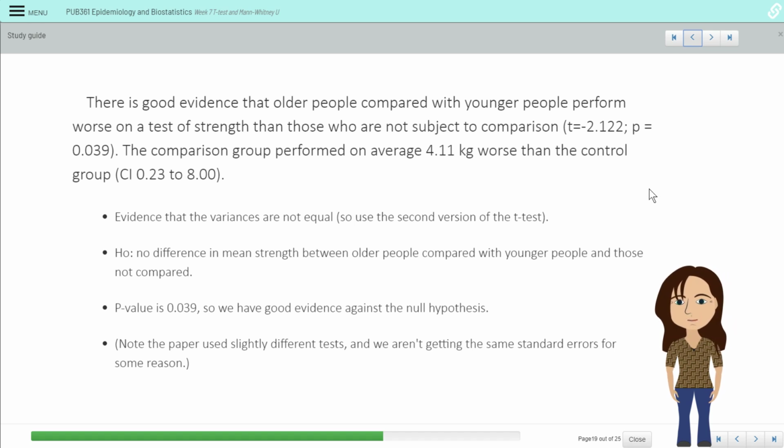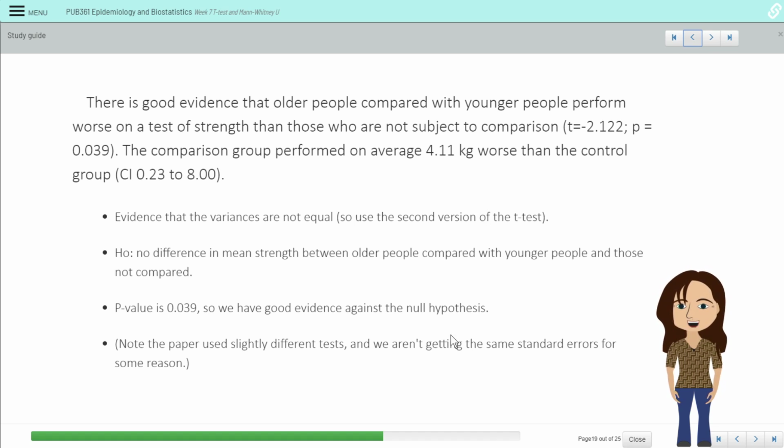So I'm just skipping back a page because I feel I've got those two slides out of order. There is good evidence that older people compared with younger people perform worse on a test of strength than those who are not subject to the comparison. And then we can put in the test statistic and the p-value. The comparison group performed on average 4.11 kilograms worse than the control group. So I've summarized the test, I've given a conclusion, and I've given a statement of the effect size by putting in what this difference was. So that's how we would write the conclusion for the test.